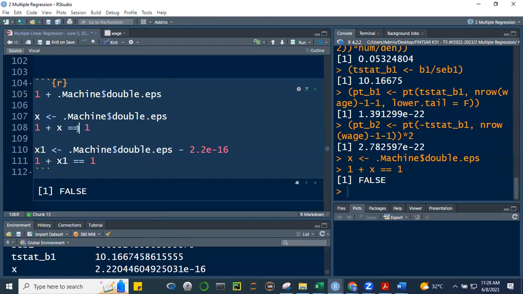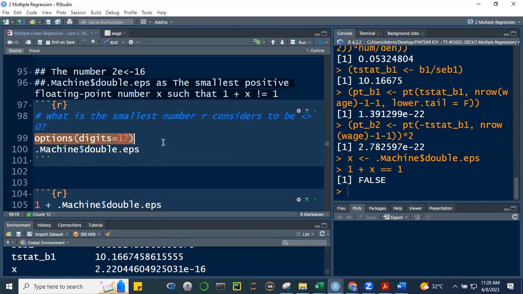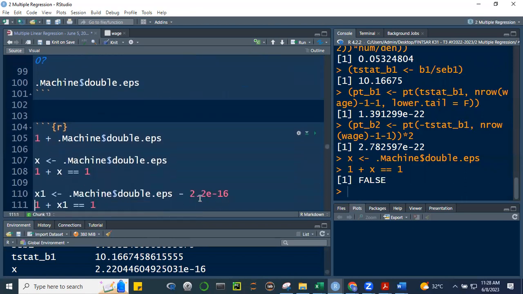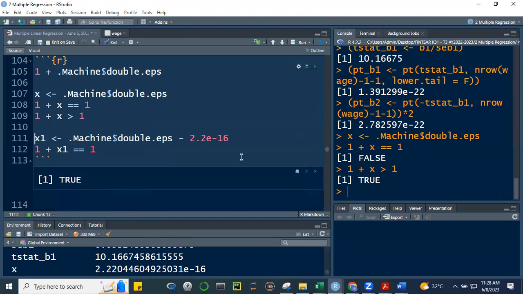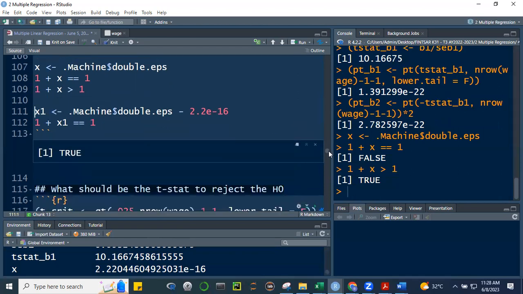Sorry, my brain is moving faster than my hand. Okay, Control C, Control B. What if I make this 1 plus X, is it greater than 1? So when we add 2.22, will that be considered as greater than 1? Let's see. Yeah, true. It's a number greater than 1.